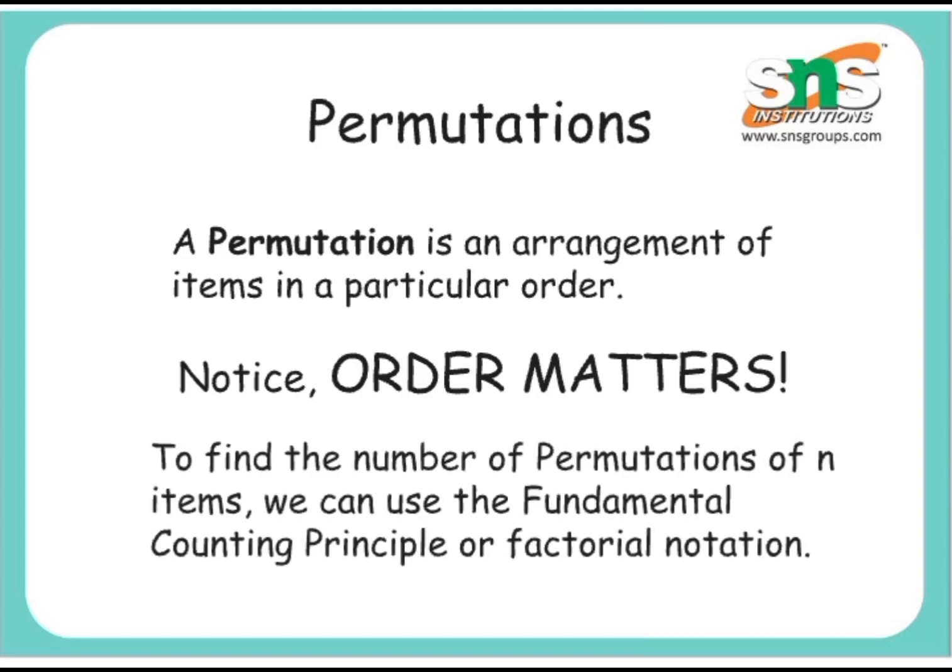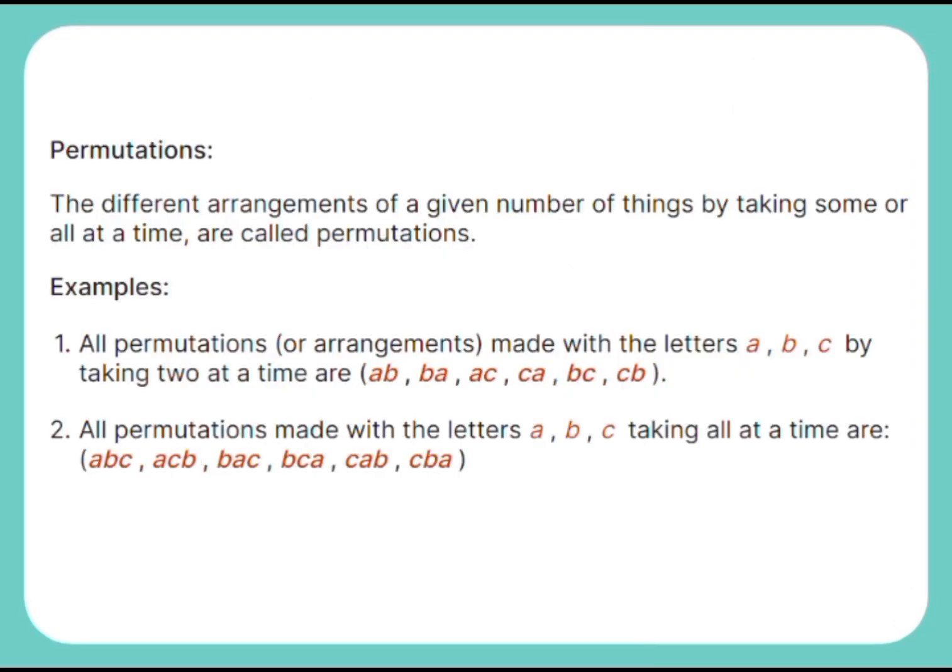To find the number of permutations of n items, we use the fundamental principles of counting or factorial notation which we have learned earlier. Now, permutation means the different arrangements of a given number of things by taking some or all at a time. This is called permutation.